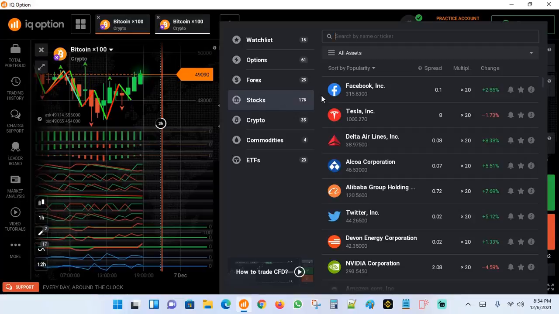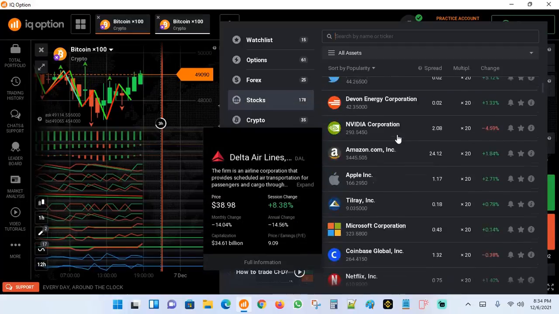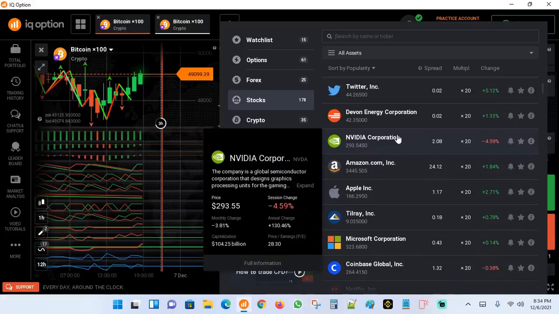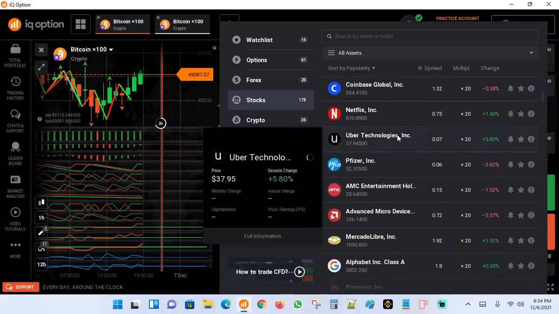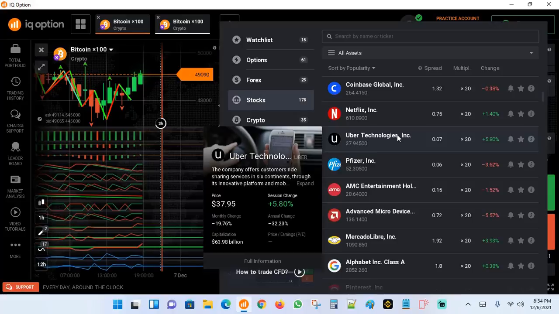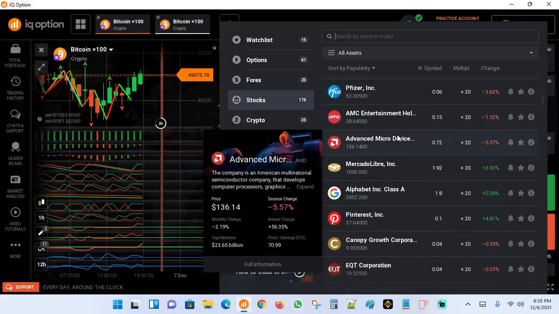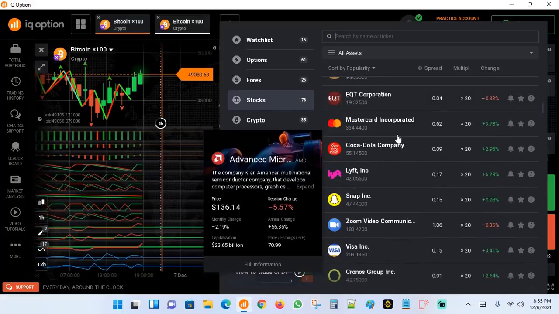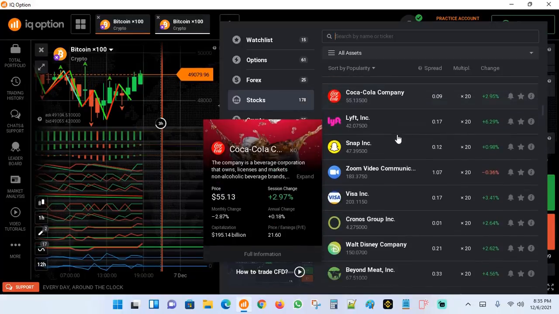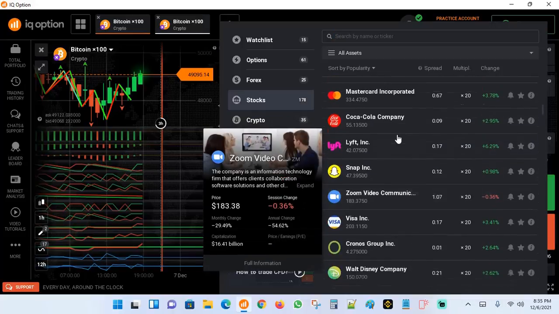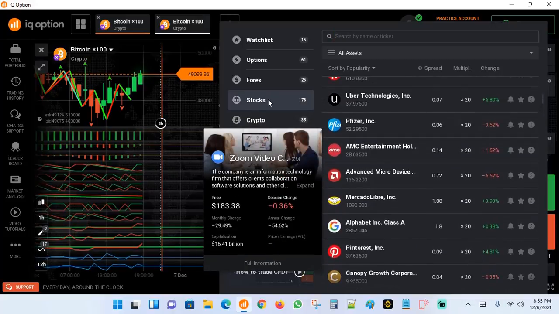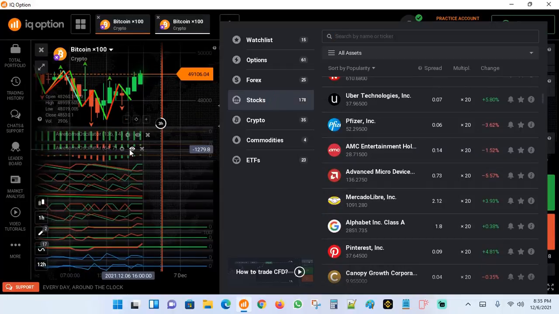So for people who are investing in Facebook, Tesla, Alibaba, Apple, Amazon, Nvidia, Microsoft, Netflix, Uber, probably Alphabet, which is actually the parent of Google, Snapchat, Zoom, Visa Inc., name it. As long as it falls in the category of stocks, this system will be able to deal in it and give you the exact profits and percentages, just like I've been promising you.